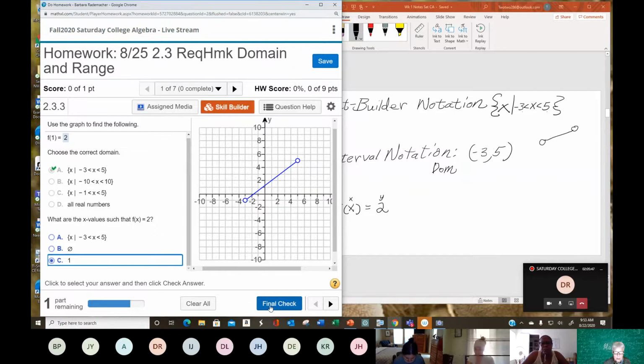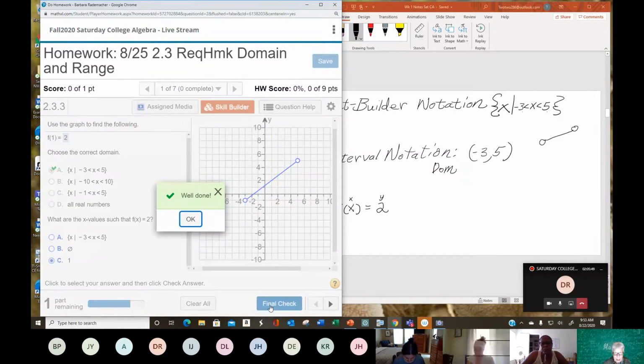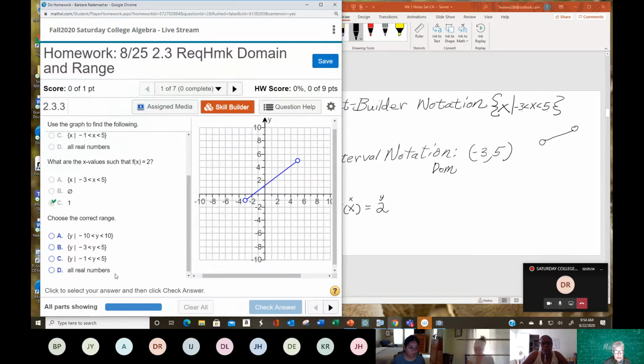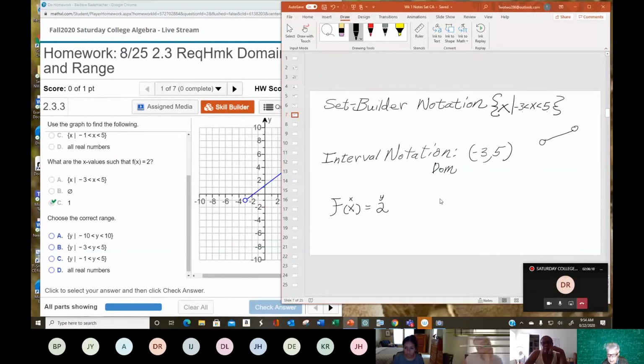Okay, now I'm going to hit final check. I always get nervous when they have final check. All right, here's the last question. They're asking about the range. Well, just like the domain is on the x-axis, the range is on the y-axis. So it goes from the lowest point to the highest point. So let's come over here and look at what range would be.